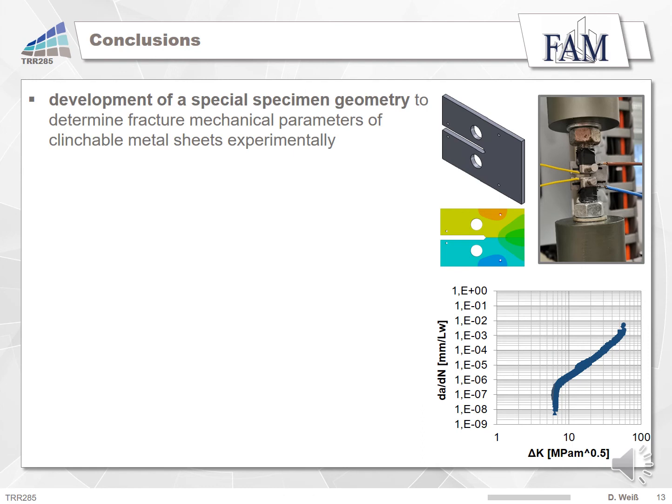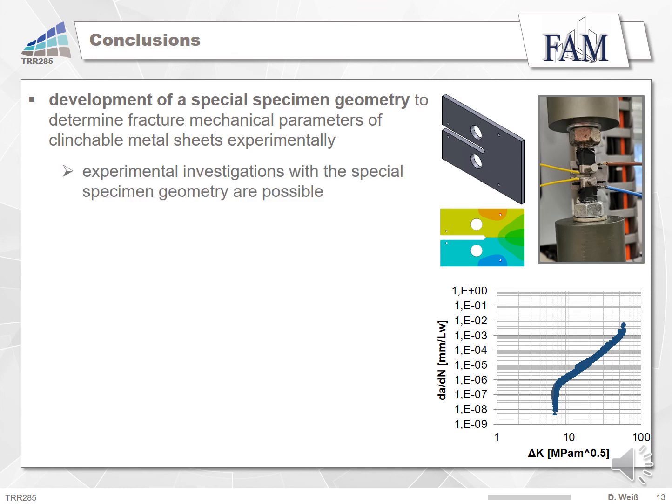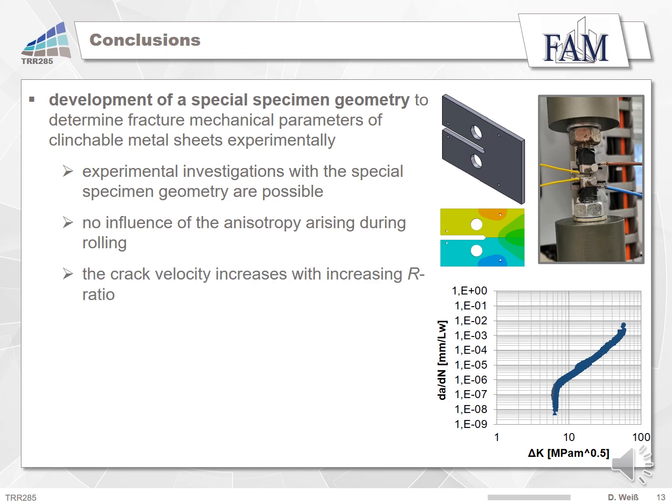Ladies and gentlemen, now I want to conclude by summing up the most important results. First of all, the topic of this presentation was to develop a special specimen geometry to determine fracture mechanical parameters of clinchable metal sheets experimentally. After the numerical and experimental investigations with the special specimen geometry, it can be stated that this geometry is suitable for crack growth tests. Furthermore, the experiments of the rolling direction show that the anisotropy arising during rolling has no influence on the fracture mechanical parameters. Finally, the crack velocity increases with increase in R ratio in accordance to literature.